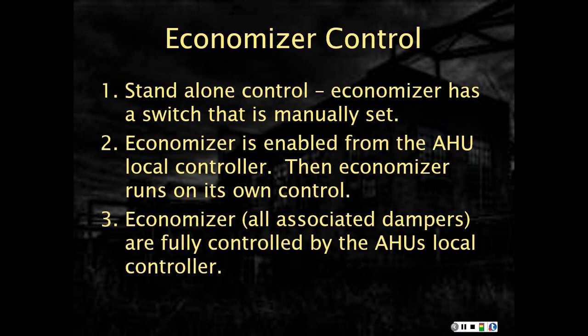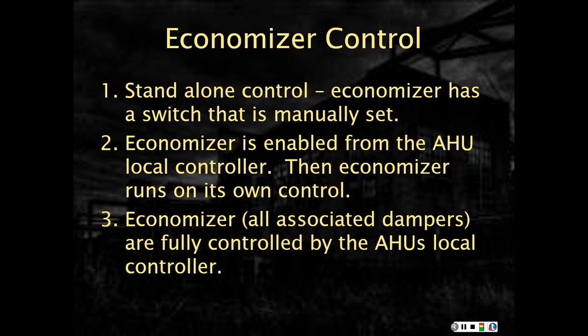So economizers, really we have three generalized sets of controls that they come with. The first one is a complete standalone control. The economizer has a switch that's set manually. It pretty much will put the dampers in a position, and that's pretty much the end of it. So that's the first or most rudimentary level of economizer control.